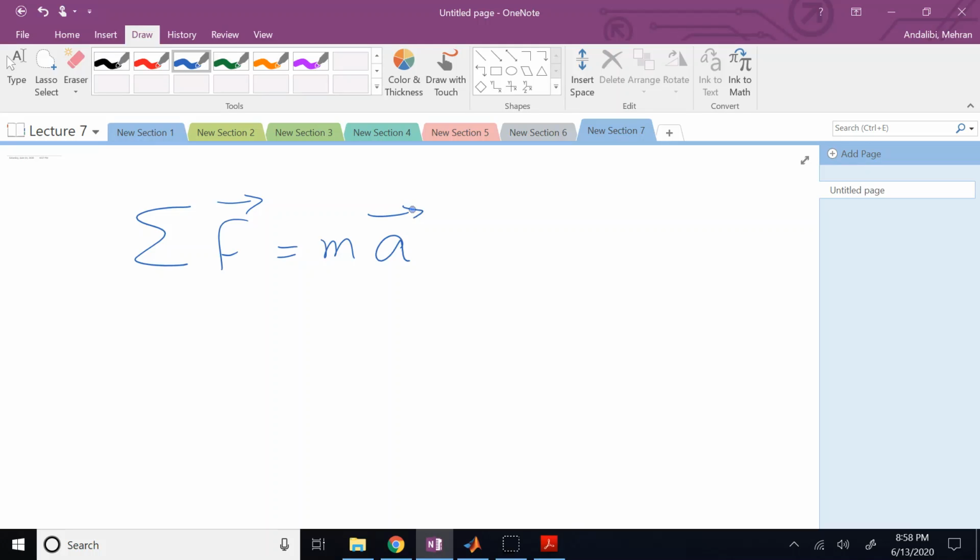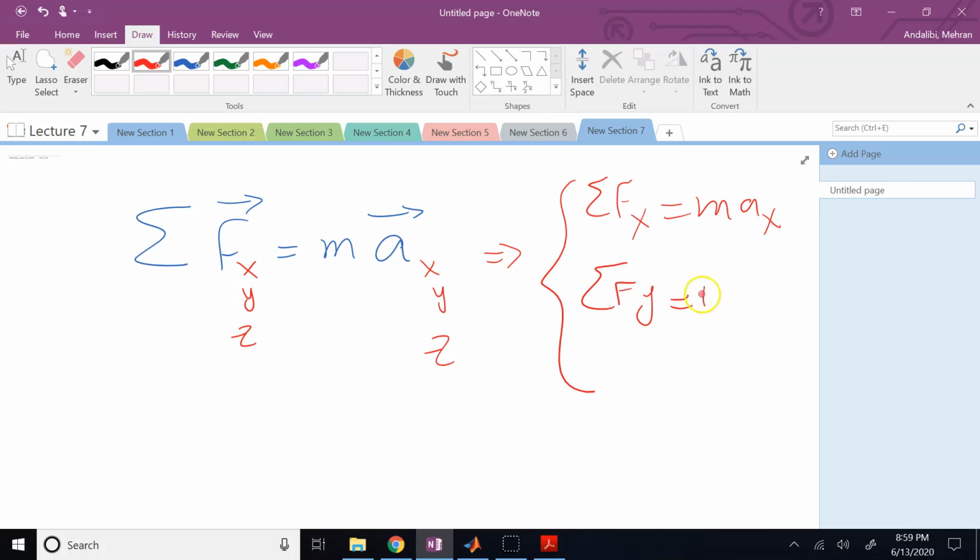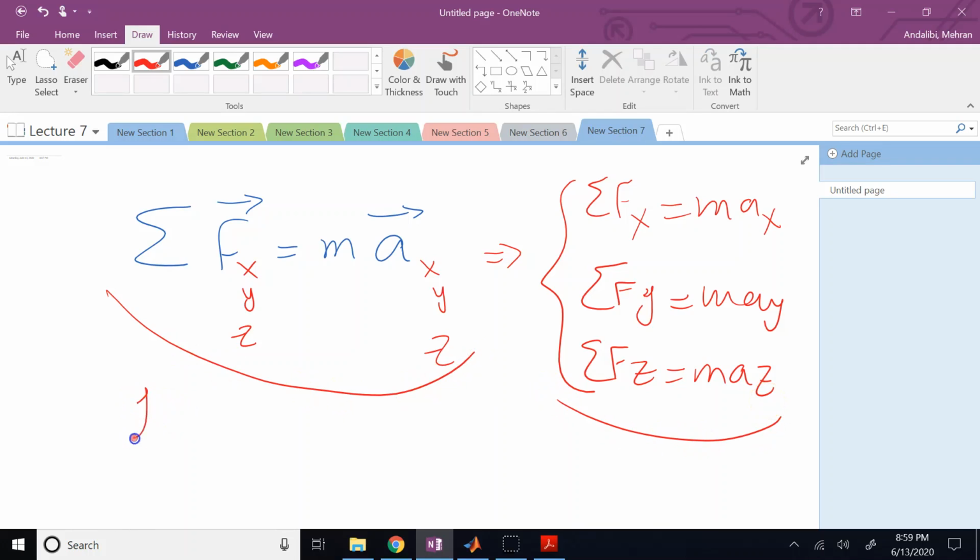And here we typically use fixed references. So we can decompose our force or our acceleration on any axis that we want. And well, one of the well-known cases is we can apply it along x, we can apply it along y, and along z. And if you do that, then you get sum of the forces in the x direction is m a_x, sum of the forces in the y direction is m a_y, and sum of the forces in the z direction is m a_z. So from one vector equation, you get how many scalar equations? 3.